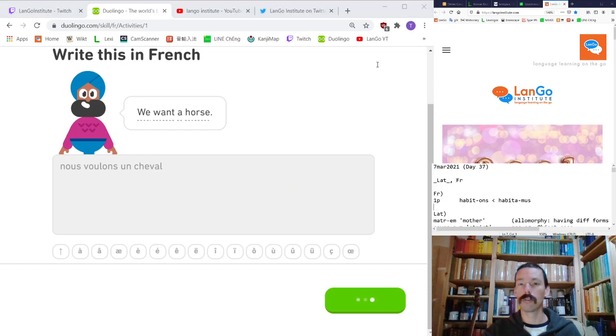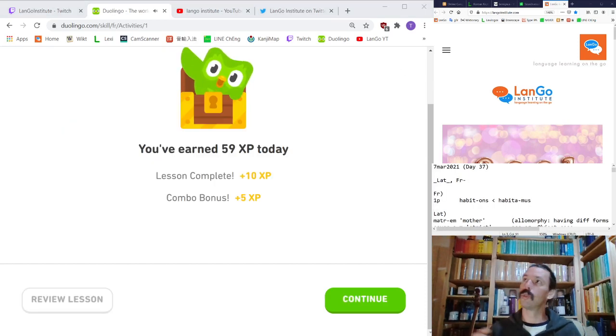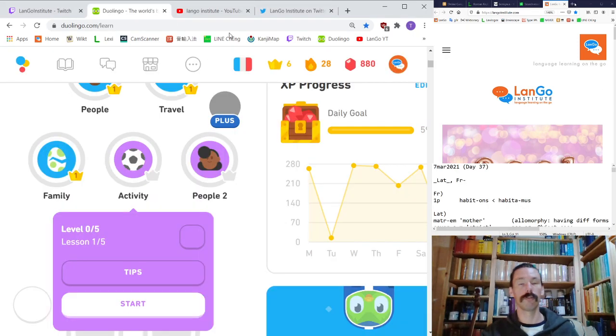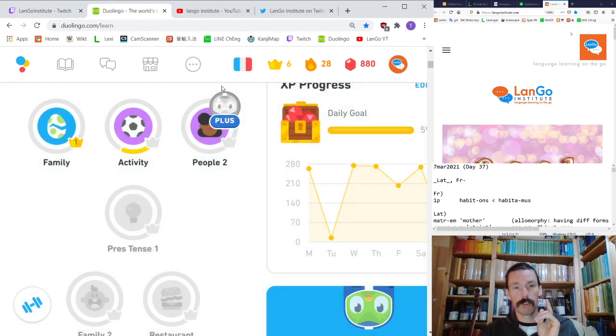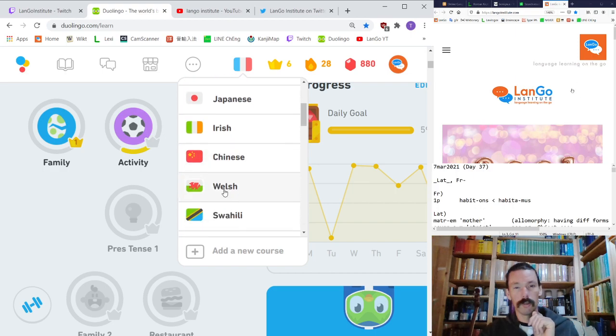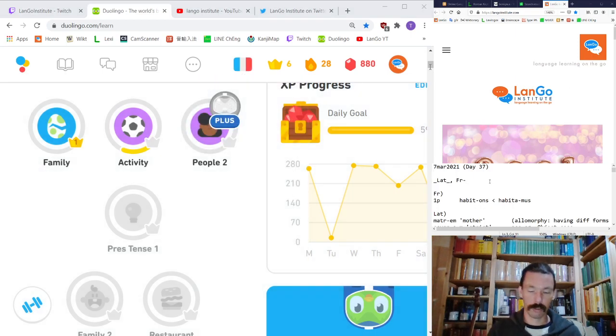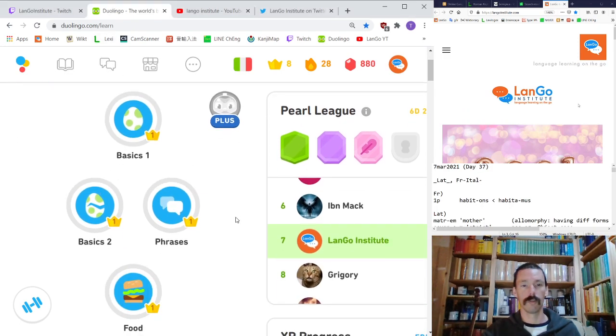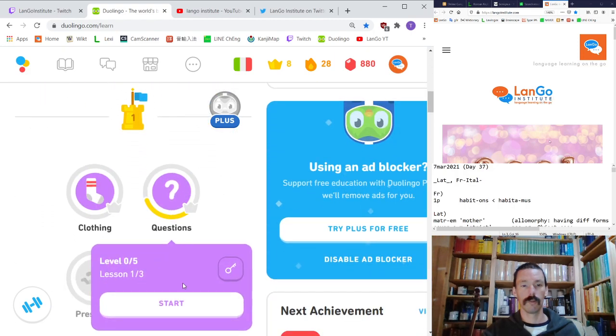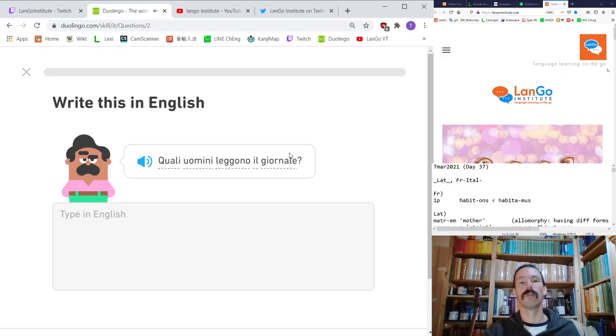So let's take a quick whirlwind tour. Just do one little stretch of each of the daughter languages, maybe stepping back to Latin from time to time. Let's do Italian. Quali uomini leggono il giornale? Which men, uomini, leggono, read the newspaper?